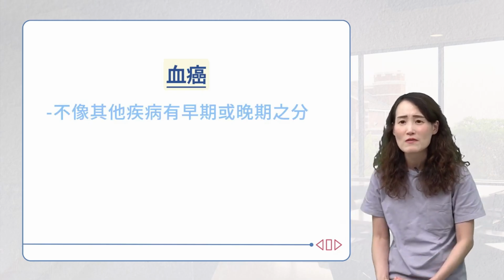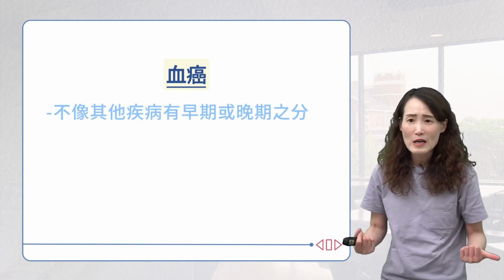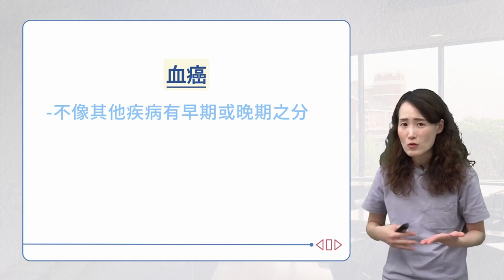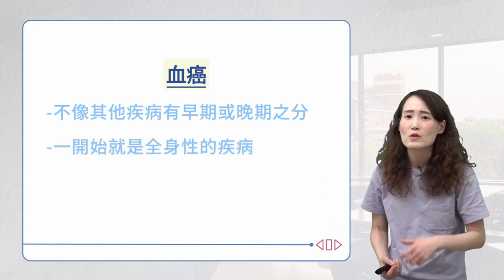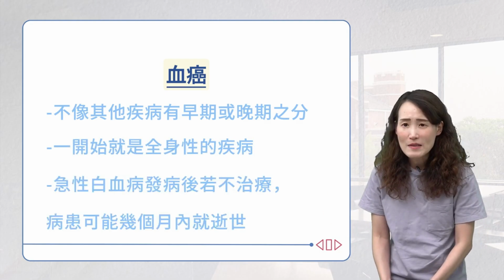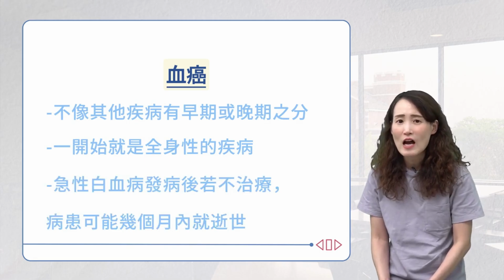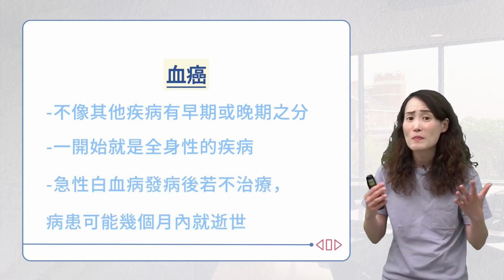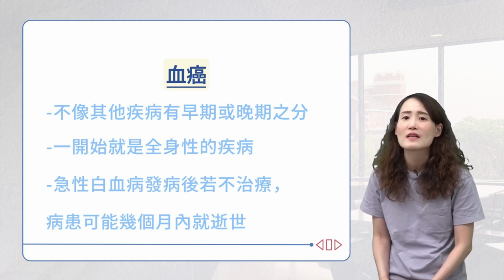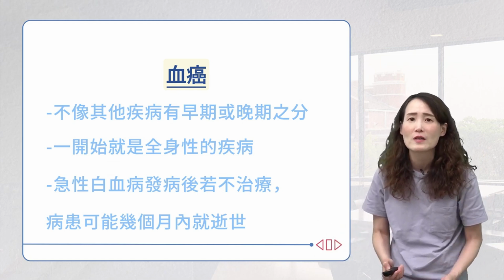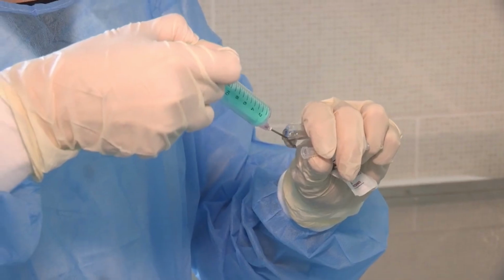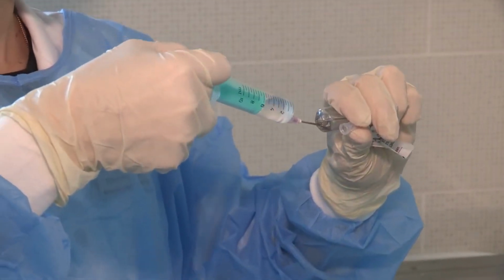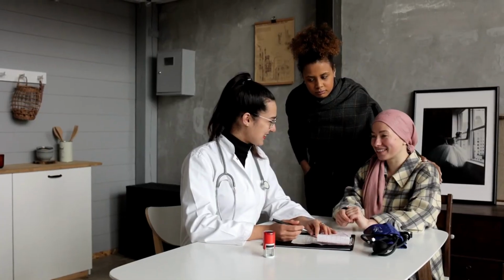Hence, unlike other diseases, leukemia does not have distinct early and late stages. Leukemia originates in the bone marrow and spreads through the bloodstream to the entire body. Thus, it is a systemic disease from the start. When acute leukemia develops, if untreated, the condition may become very severe within a few days. And patients may die within months. With the advancement of medical technology and the development of chemotherapy drugs, leukemia is no longer an absolute death sentence.